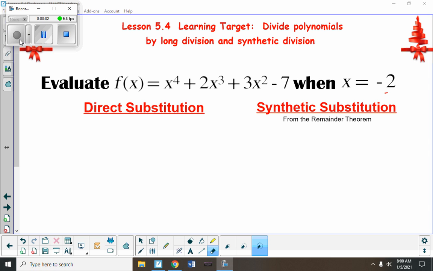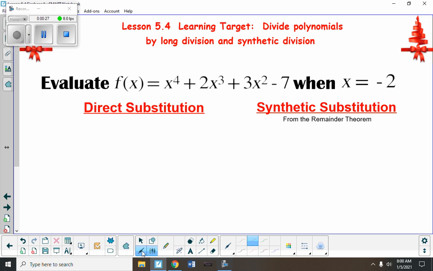Hi, this is lesson 5.4. This is part 2, and we've been working on long division. Now I want to teach you a strategy called synthetic division. And the first thing we're actually going to do with synthetic division is use it for something else besides division. We're going to use it for substitution because it works for that too. And it's just a really neat little strategy, and I think it's a lot of fun to do.